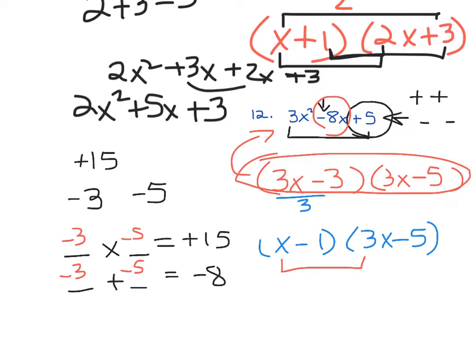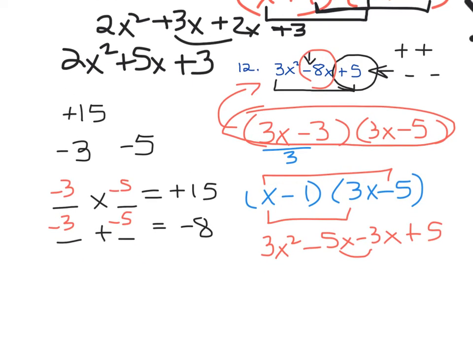So here if I FOIL, I get 3x squared minus 5x minus 3x plus 5. And then when I add them, I do get the negative 8x in the middle and the positive 5 on the end. Making sense?